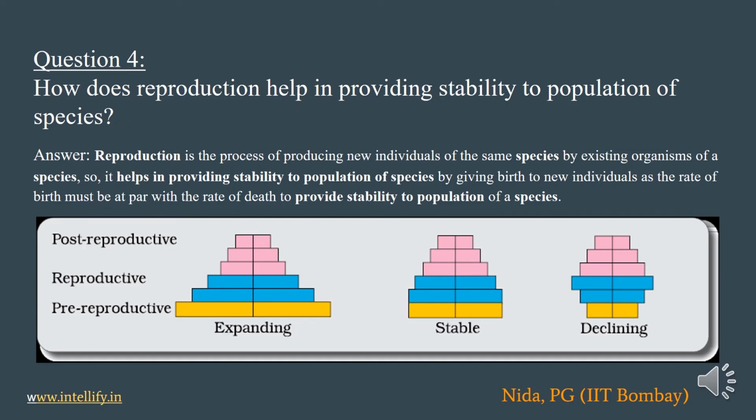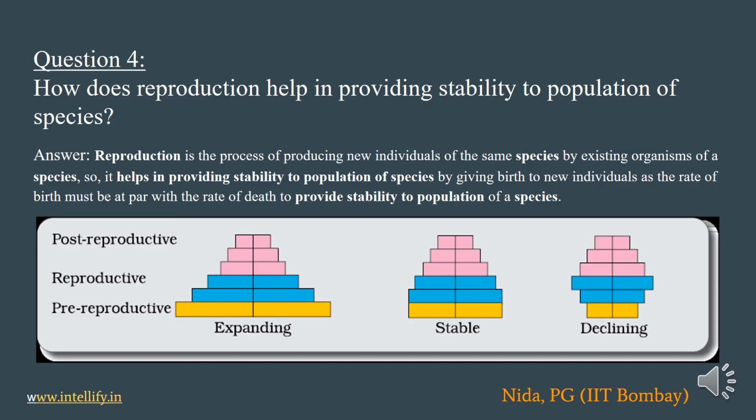Question number 4. How does reproduction help in providing stability to the population of a species? Firstly, reproduction is not required for the survival of the individual, but it is required for the continuity of the species, transferring the genetic information from one generation to the next generation. It is a process of producing new individuals of the same species by the existing organism.